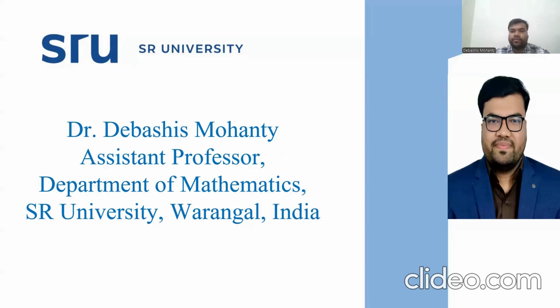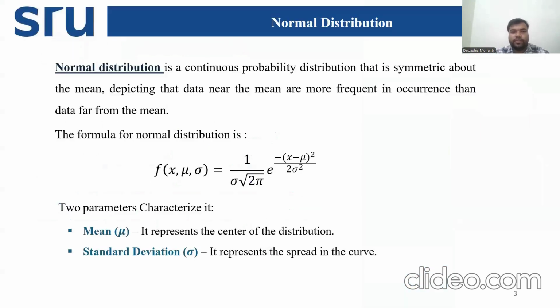Today I am going to teach you about the normal distribution. Here the details of the normal distribution are given. It is a continuous probability distribution, and it is symmetric around the mean.